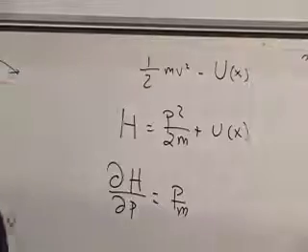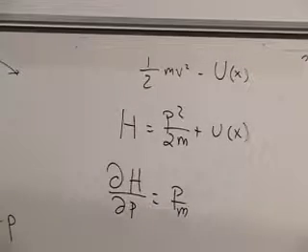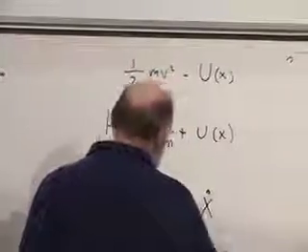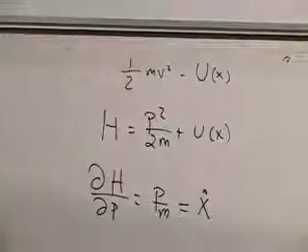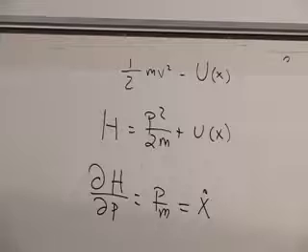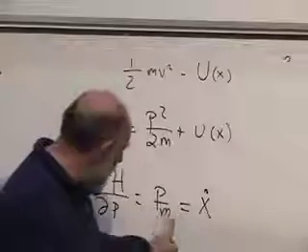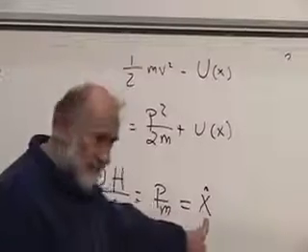Is p over m equal to q dot? Or in other words, is it equal to x dot? Yes, it is. And x dot is equal to p over m. So the first of Hamilton's equations, dH/dp equals q dot. That's nothing but the definition of momentum in terms of velocity.